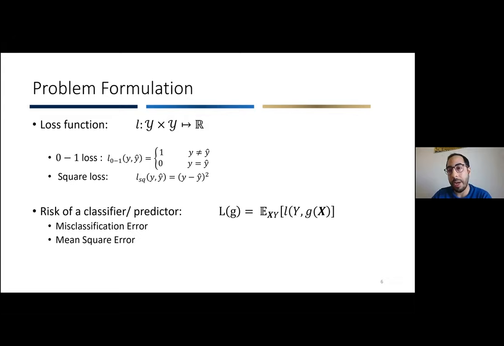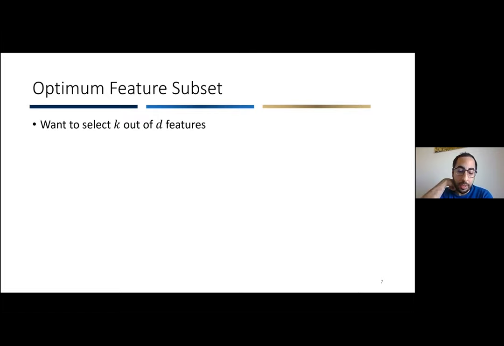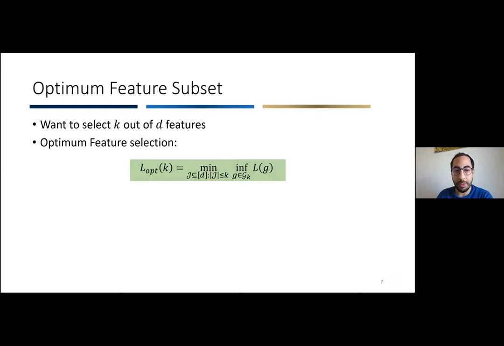Now, with that formulation, we can define the feature selection problem as follows. Suppose we fix a parameter k, and we want to select k features out of d features. With that, we then have this optimization problem. This is an ideal setting. Everything is known.